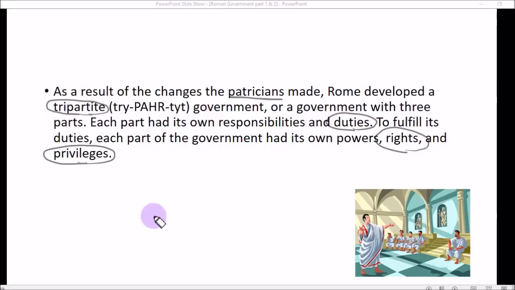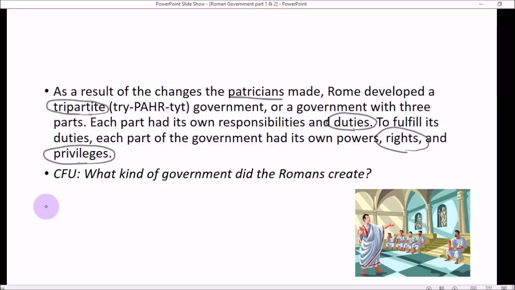So then, what is the difference? Your right is something that you're born with, kind of thing, right? You're born with it. People can mess with your rights. A privilege, you're not born with it, right? You're not automatically born with a driver's license. Anywho, let's see. Question is, what kind of government did the Romans create?